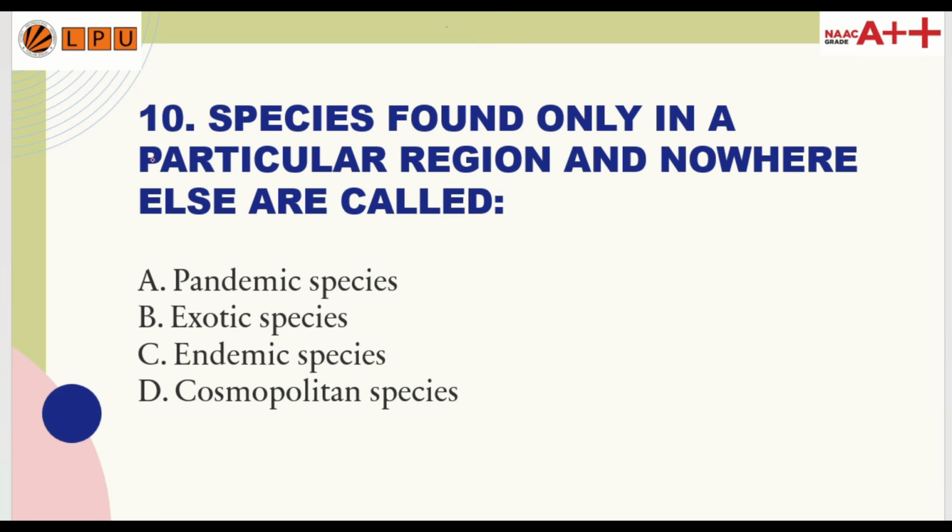Question 10. Species found only in a particular region and nowhere else are called option A pandemic species, option B exotic species, option C endemic species, option D cosmopolitan species. So the correct answer is option C.